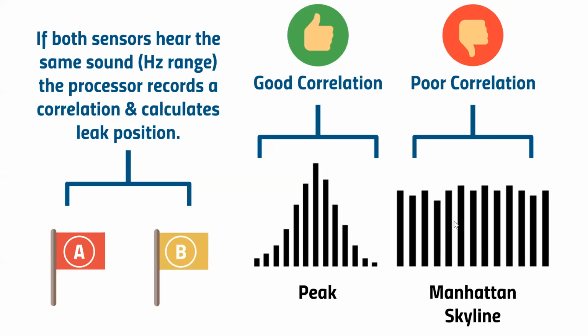When two sensors are hearing dissimilar sounds, when there is no common sound on the length of pipe, you get what we call a Manhattan skyline, or poor correlation. The two sensors, A and B, just aren't able to come up with an agreeable common sound from the pipe, and therefore you have poor correlation.